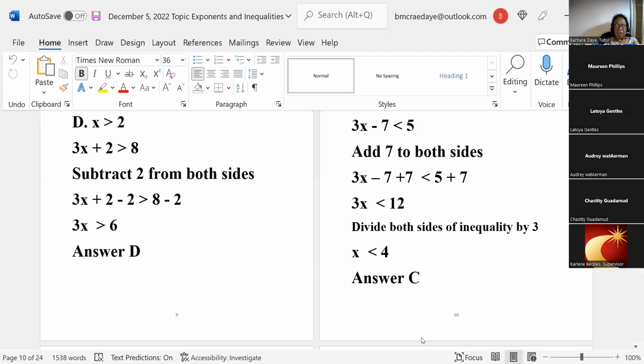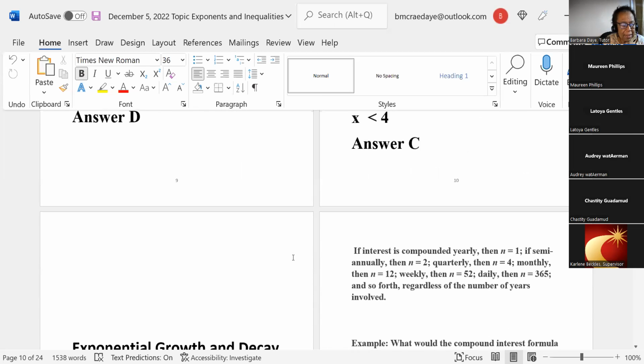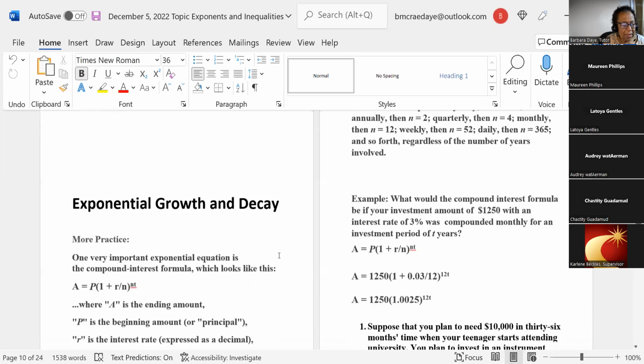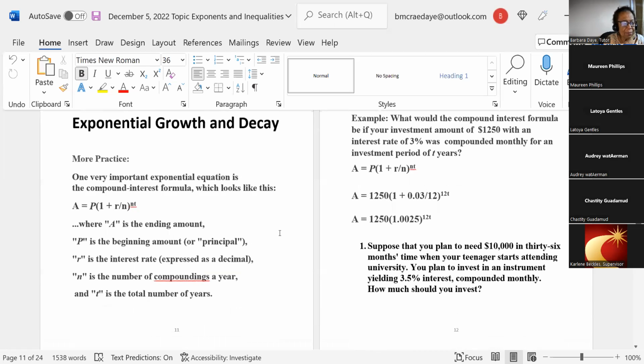Okay. Any questions on this last one? Okay, all right. Now let's go to exponential growth and decay. I want to look at some more practice.